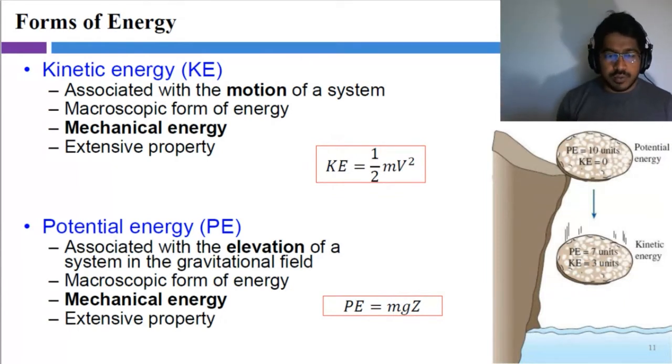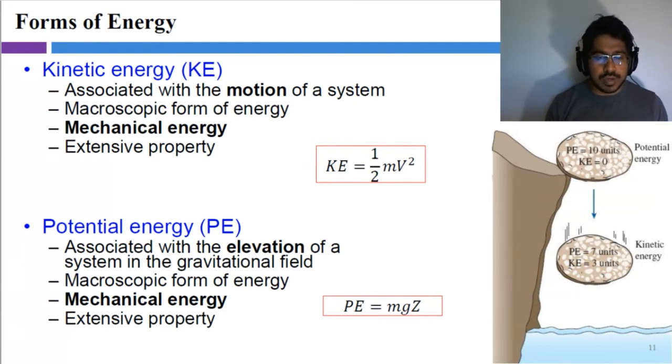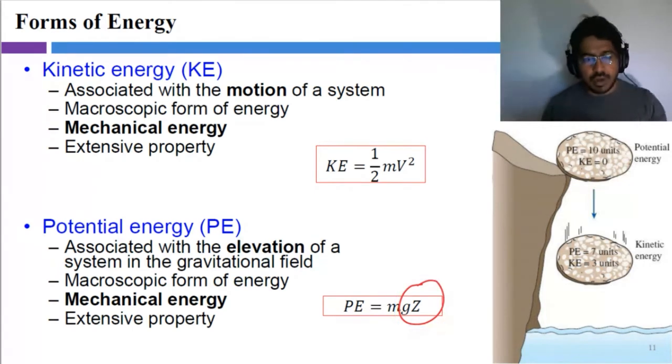And when we look into this potential energy, this gives you a very important understanding. So what is this Z? This is the height from a given point. How do we pick this given point? Any idea?